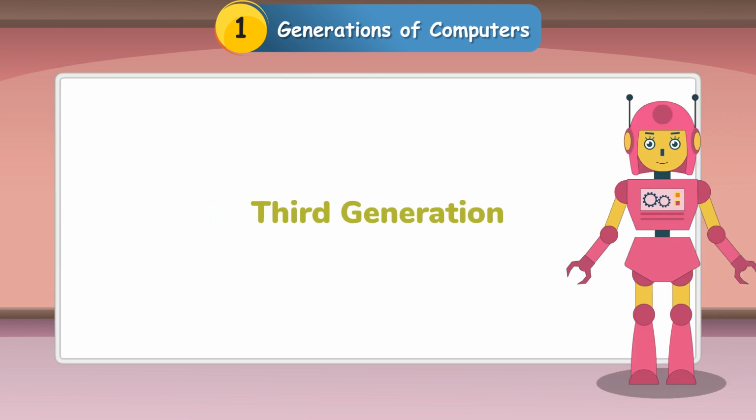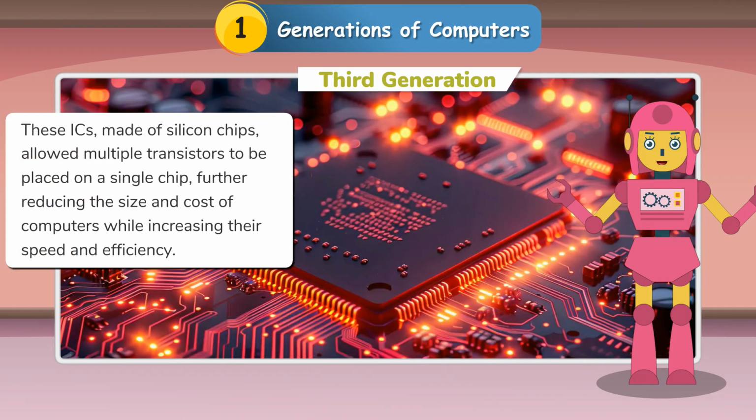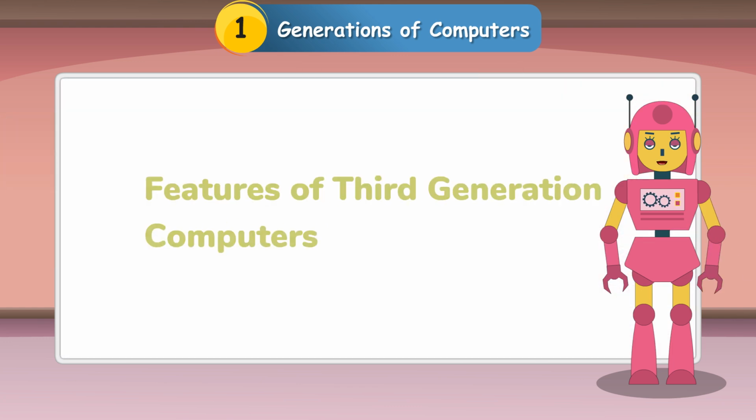Third generation. The third generation of computers, developed in the 1960s and 1970s, introduced integrated circuits, ICs. These ICs, made of silicon chips, allowed multiple transistors to be placed on a single chip, further reducing the size and cost of computers while increasing their speed and efficiency.